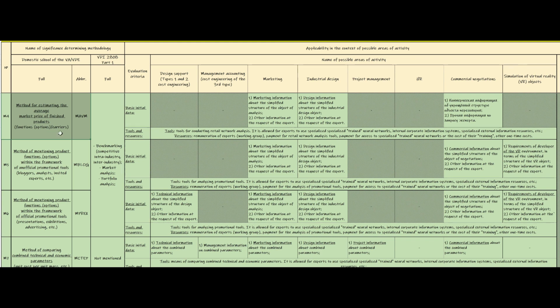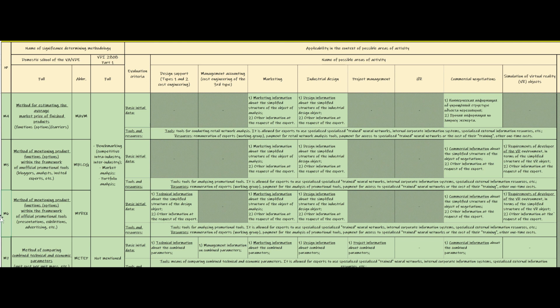M5. Method of mentioning product function options within the framework of unofficial promotional tools: bloggers, analysts, invited experts, etc. The methodology includes an analysis of the frequency of mentions of consumer functions by conditionally independent bloggers in the framework of reviews, unpacking, comparative tests, etc. An analysis of the mentioned characteristics, the quality of implementation of consumer functions, etc.